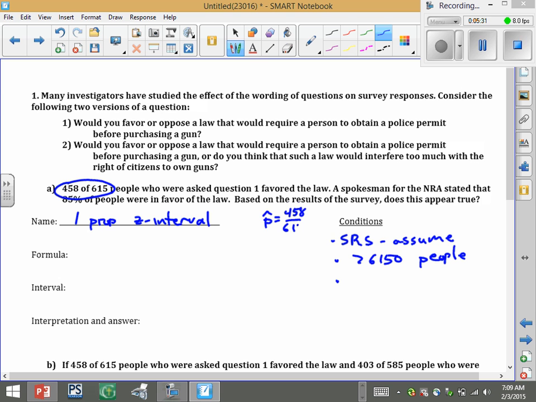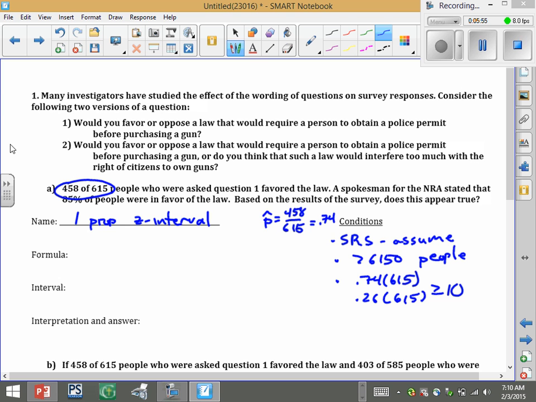And then a quick look, p hat, 458 over 615 equals 0.74. So 0.74 times 615. This is a large sample, so 0.26 times 615. These are both greater than or equal to 10. So everything's good there.